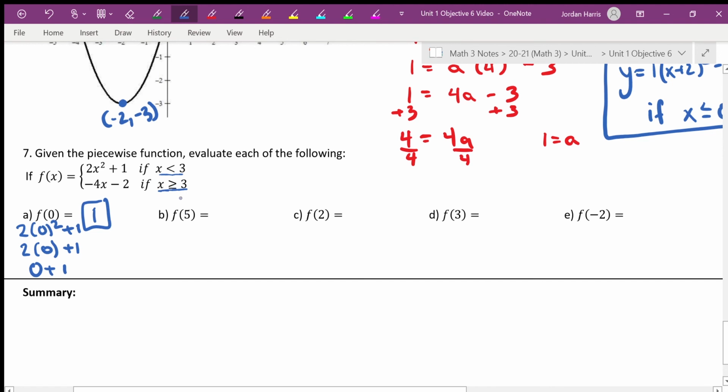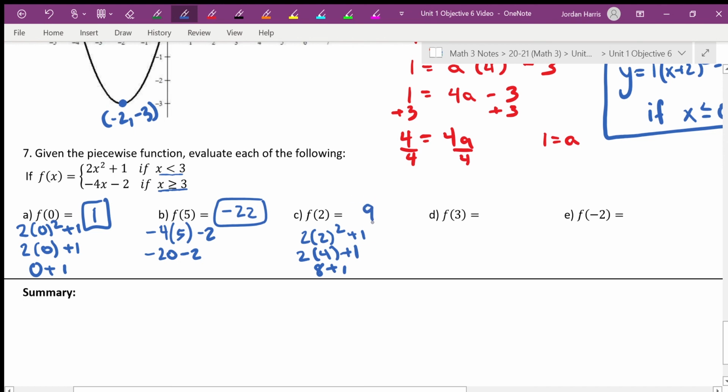B, that's a 5. That's greater than 3, so I plug into the second one. Pretty simple. You only plug in once. If you're plugging in more than once, you did something wrong. So I get negative 22. 2, that's less than 3, so I plug into the first one. So I get 2 times 4 plus 1, that's 8 plus 1, which is 9. 3, that's equal to 3, so I plug into the second one. So I get negative 12 minus 2, which is negative 14.